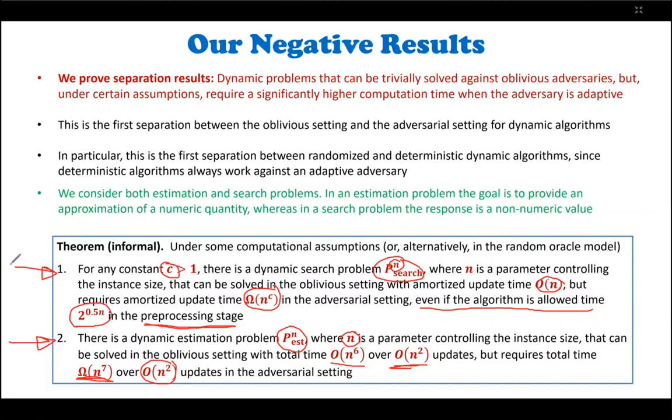So it's not as strong as our separation for a search problem, because first, here for any constant c, we could show a polynomial difference to the power of c. And here we only show this separation between n to the sixth and n to the seventh. And also here, we allowed the algorithm to spend basically exponential runtime for free in the pre-processing stage, and here we don't have that. Okay, so that's a statement of our negative results.